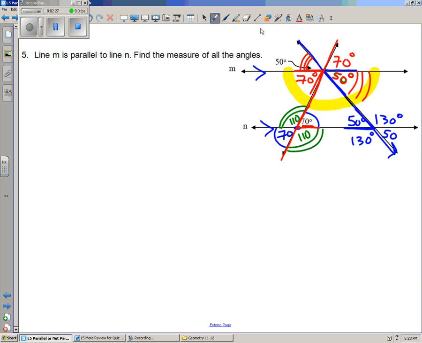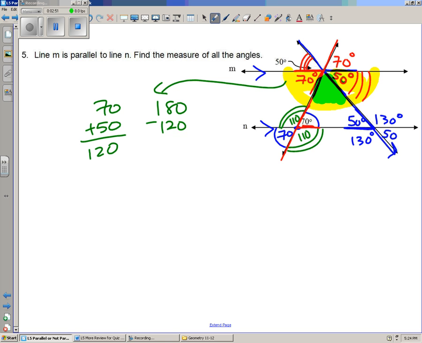But if you notice, those three angles, the 70, the 50, and this missing angle that I'm highlighting in green, will form a line together. So they add up to 180. So to find that missing green angle, we can take 70 plus 50, which is 120, and subtract from 180 to get 60, which is indeed the missing angle, and it's vertical to that angle. So now we have all of the angles on the picture.